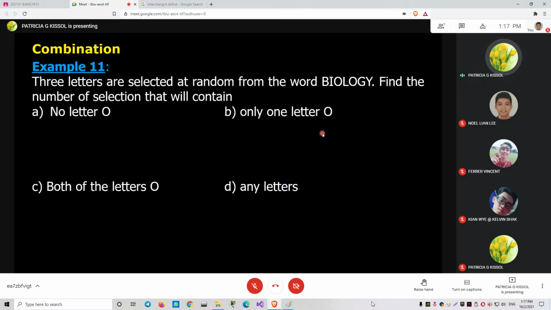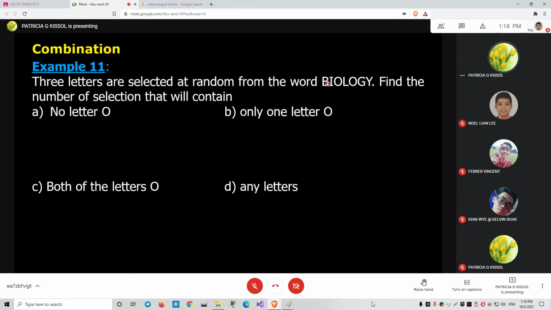Now this is another example, 11. 3 letters are selected at random from the word biology. So you see biology, we have B-I-O-L-O-G-Y. There are 7 letters there, and 2 letters are the same, the O. Find the number of selections that will contain no letter O. For this kind of question, we don't want the selection to have any letter O, because we want to select 3 letters.